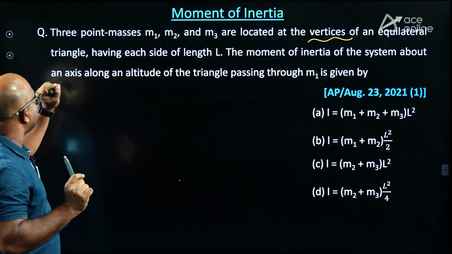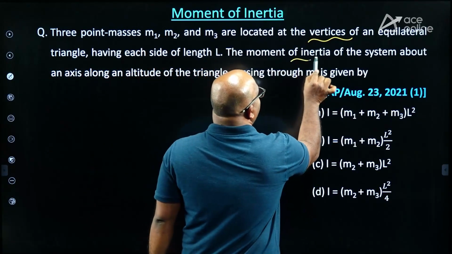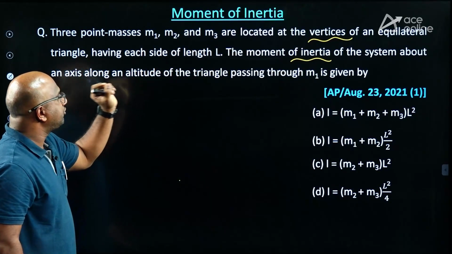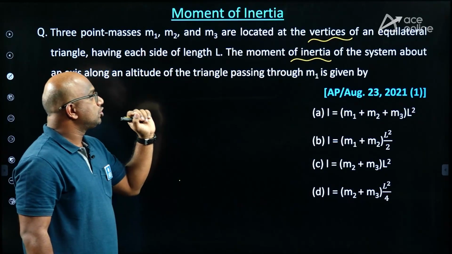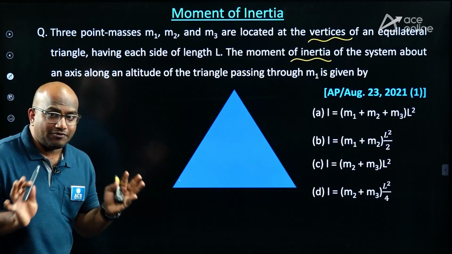Vertices of an equilateral triangle having each side of length L. Then the moment of inertia of the system about an axis along an altitude of the triangle passing through M1 is how much? So, a diagram has not been given.